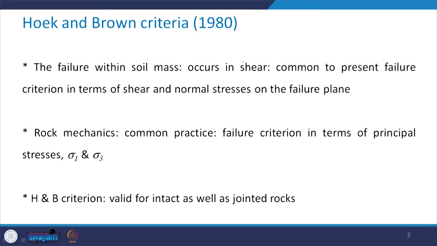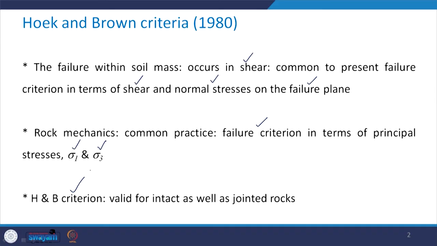The failure within the soil mass occurs in shear. We all know this. And therefore, it is common to present the failure criterion in terms of shear and the normal stresses on the failure plane. But in case of rock mechanics, it is the common practice to represent the failure criterion in terms of principal stresses, which are sigma 1 and sigma 3. It is the convention to represent the major principal stress by sigma 1 and minor principal stress by sigma 3.